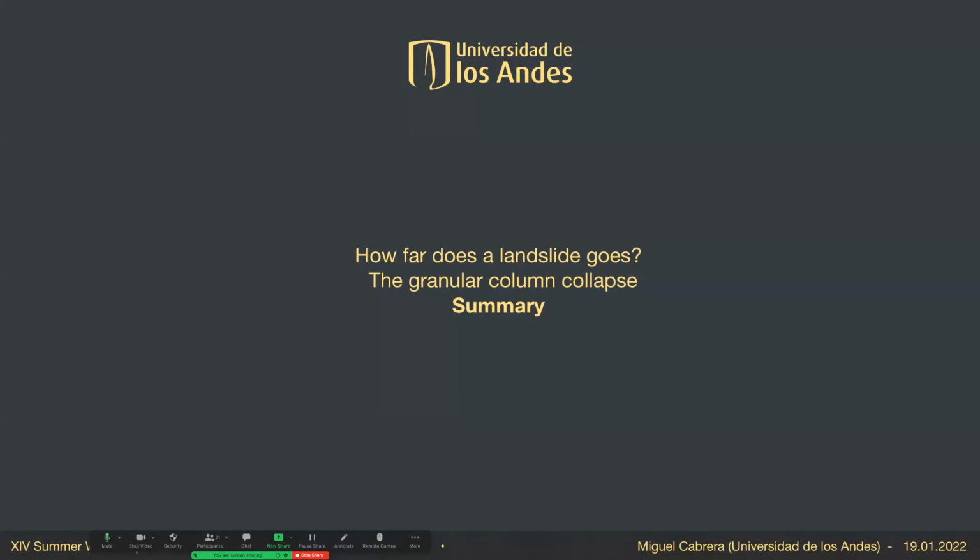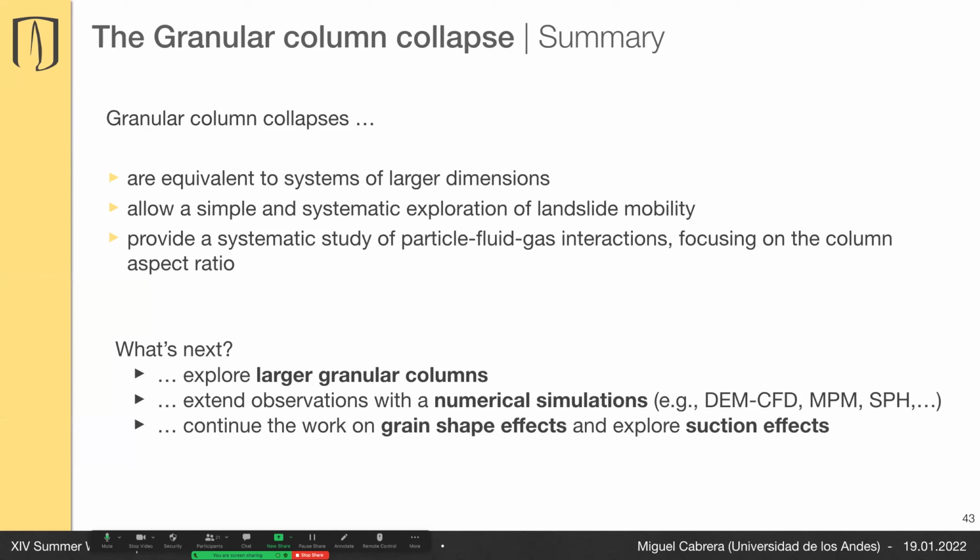So in conclusion, and going a bit ahead of time, we can say the granular column collapse is an equivalent system of larger dimensions, is very useful, and allows a systematic exploration of landslide mobility, and provides an opportunity to study very complex processes with particle-fluid interactions, particle-gas interactions, fluid-gas interactions in a very controlled way. What's next?